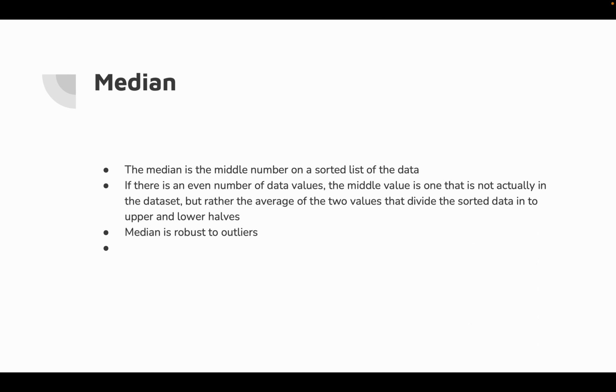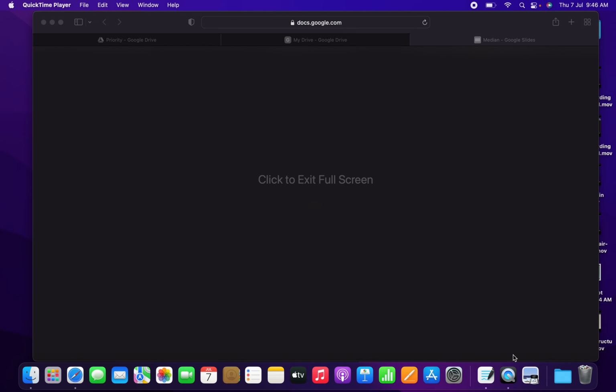One of the very good advantages of median is that median is robust to outliers. If you have an outlier in the data set, the value will not change much. We have seen that with the mean, when we add an outlier, the value changes drastically. That will not happen with median. We can discuss each and every point in detail, so let me go to my notepad so that I can type.